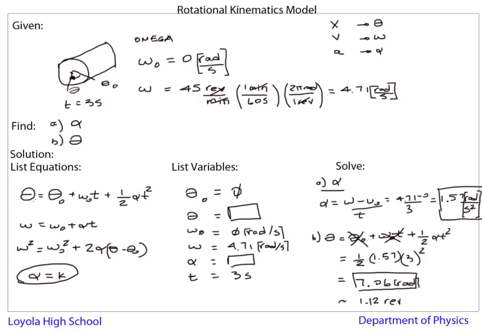So it's the same procedure as we did before. We list the equations, we list the variables, and we solve. And if you look at the equations here, they're very similar to the linear kinematic model equations. And those are the 3 steps you follow for a rotational kinematics model problem.